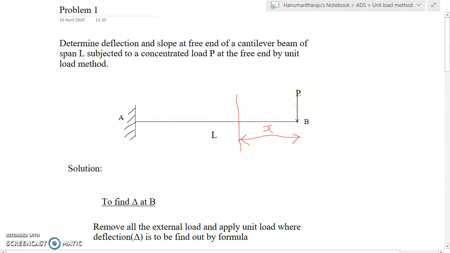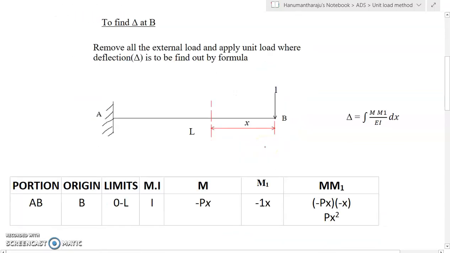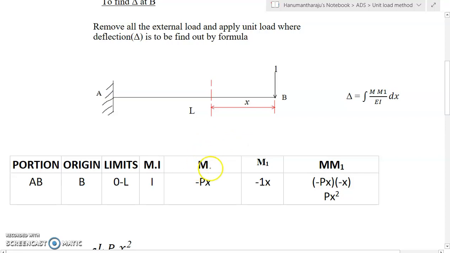Here, when you take the right portion, the moment about the section will be, there is one force P, perpendicular distance is x, it produces a clockwise moment. We know that to the right of the section, clockwise moment is negative. That is the sign convention we are following. Therefore, it is minus Px. That is what is taken here. The capital M is minus Px.